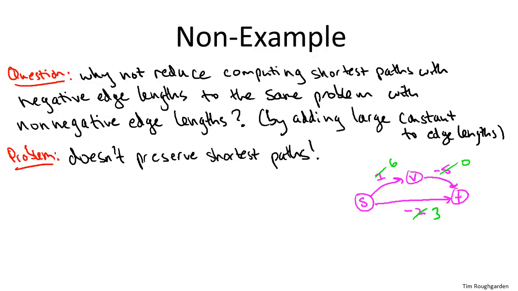So if you run Dijkstra on this graph, it's going to come back with the path ST, even though that's not in fact the shortest path in the original network, the one that we actually care about. Okay, so that's why you can't just naively reduce shortest paths with negative edge lengths to shortest paths with non-negative edge lengths.